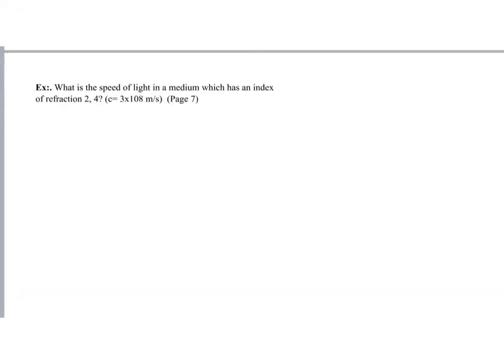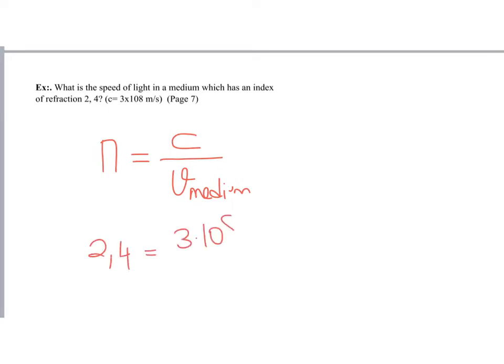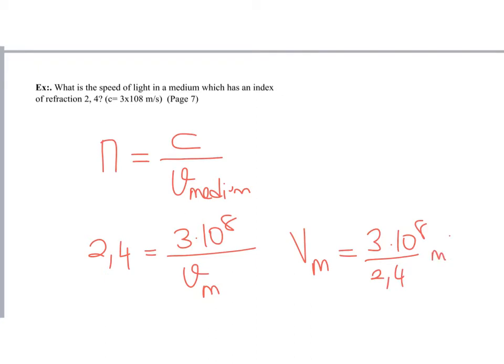With the speed of light in the medium, which has an index of refraction 2.4, so index of refraction is equal to speed of light in air over the speed of light in that medium. So 2.4 is equal to 3 times 10 to the 8 meters per second over the speed of light in the medium. So the speed of light in the medium is equal to 3 times 10 to the 8 over 2.4 meters per second.